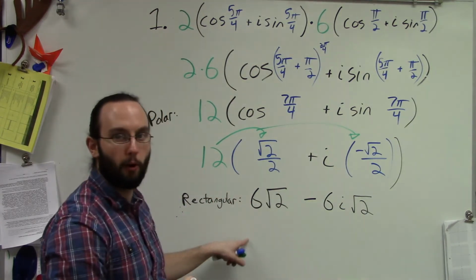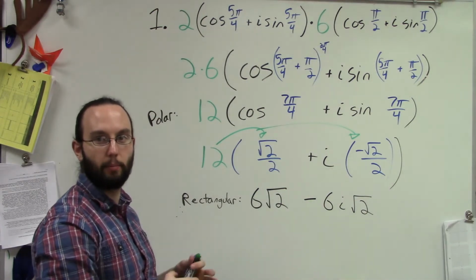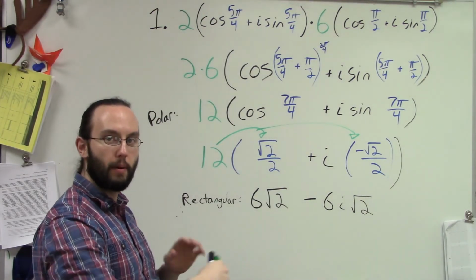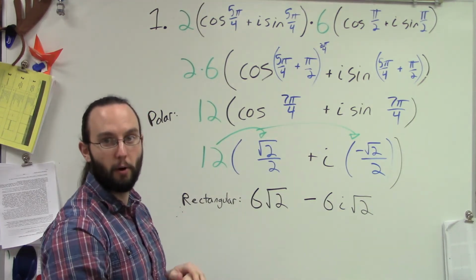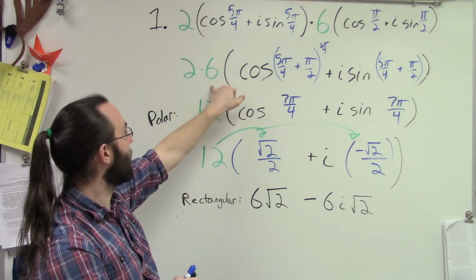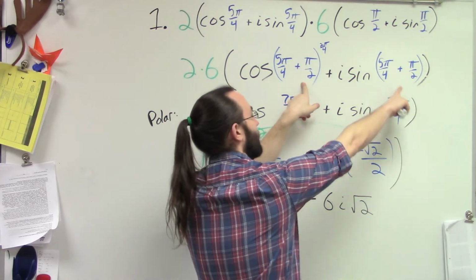So two different forms, they both represent the same complex number. We want to be comfortable going back and forth between these two different worlds. But at the core, that's what a multiplication problem looks like. Multiply moduli, add the arguments.